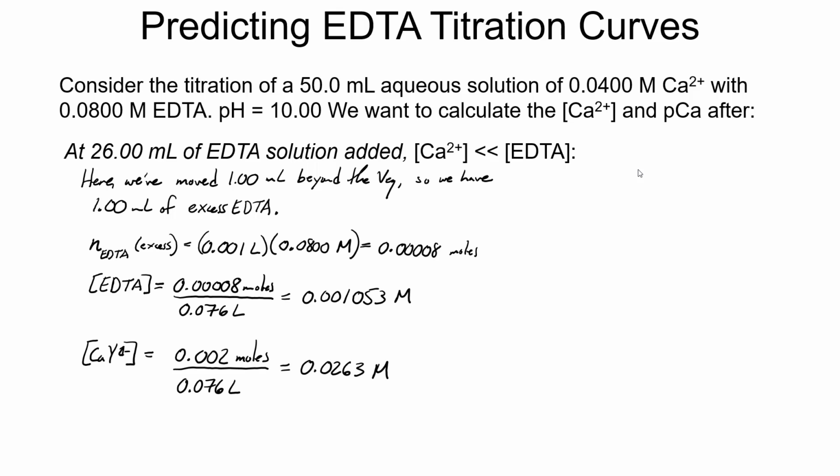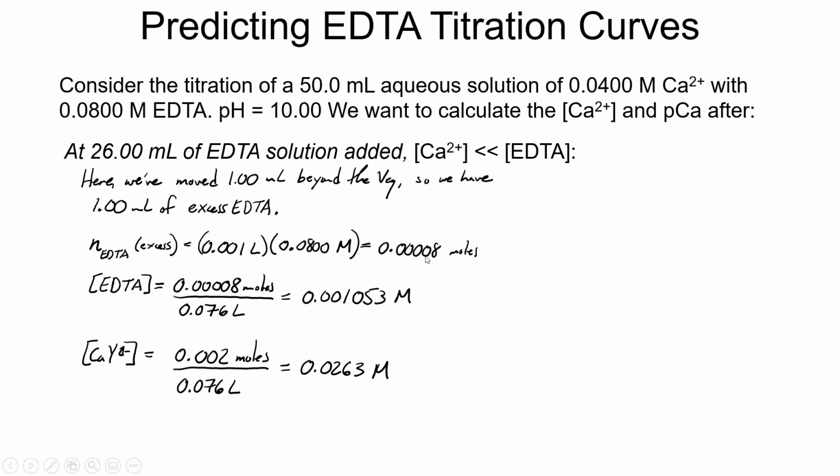To calculate our calcium concentration, we'll once again have to use some equilibrium considerations because all our calcium is being released by the CaY2- complex. But our jumping off point is we need to know how many moles of excess EDTA we've added so that we can calculate the concentration of excess EDTA. So for the concentration of excess EDTA, we have added 1 milliliter extra of EDTA, 1 milliliter past the endpoint, and the concentration of our EDTA solution is 0.0800 molar.